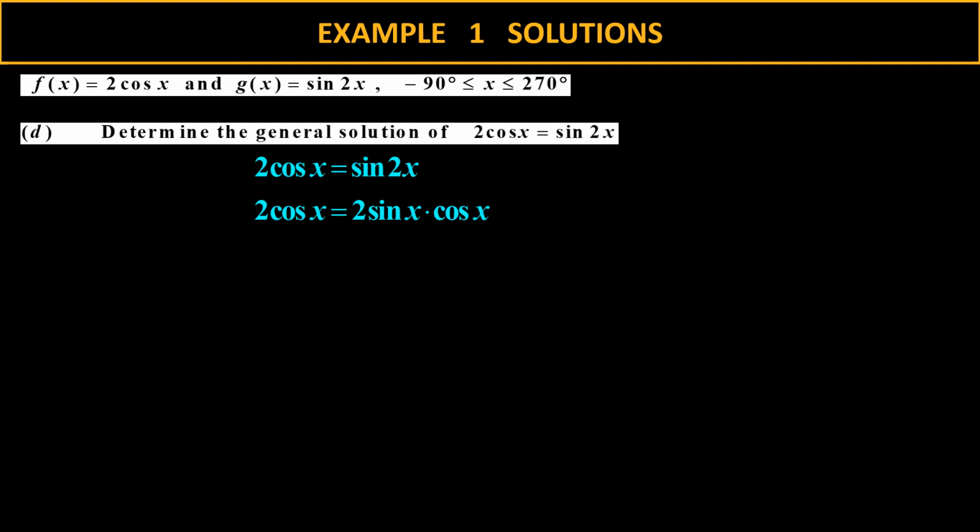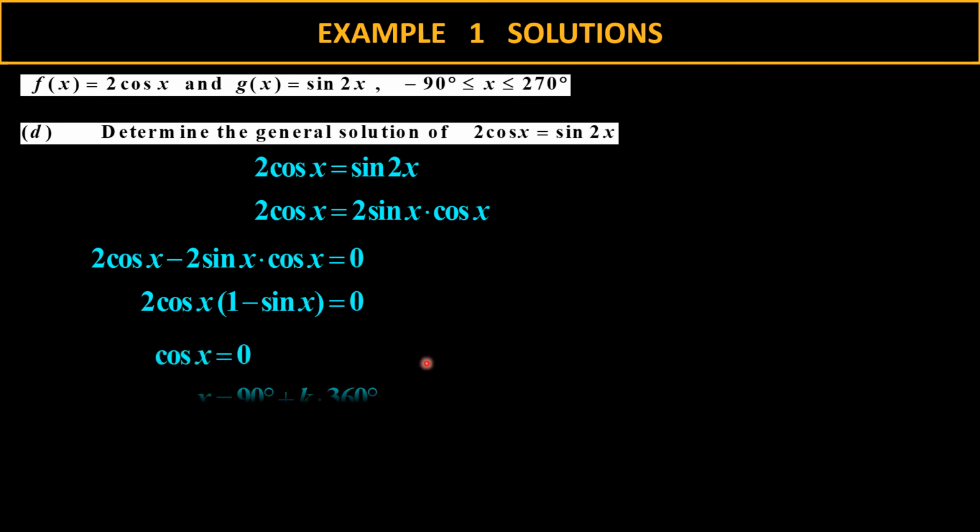That's 2 sine x cos x. I suggest you go to my other video to see the different methods of solving trigonometric equations. And then I can transpose everything, and I'm going to use the zero product. Take out a common factor, 2 cos x and 1 minus sine x.